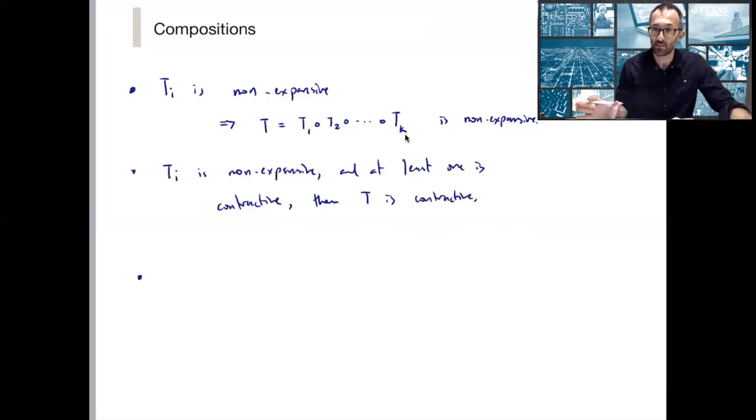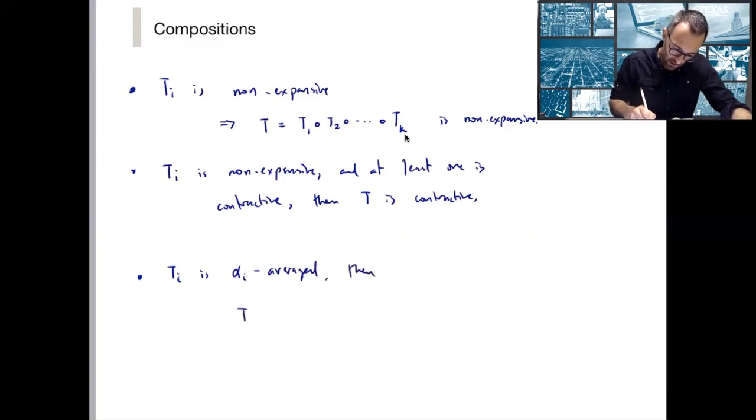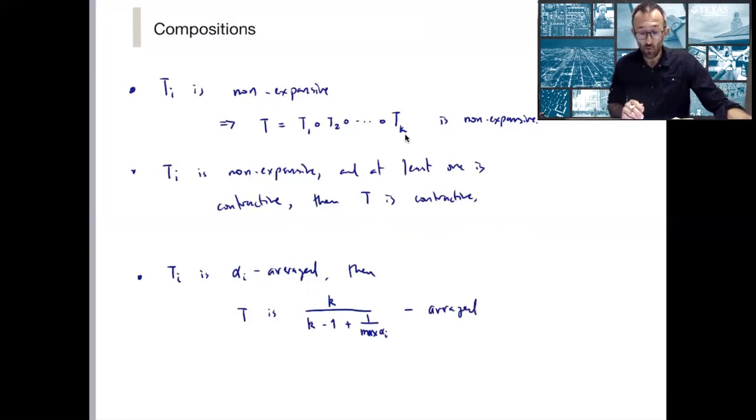And alpha averaged has a similar property, except they all have to be alpha averaged, which you'll be able to see from this definition. If T_i is alpha_i averaged, then T is also averaged, but the alpha is k, this is the number that you're averaging, over k minus 1 plus 1 over max alpha_i. So in particular, if I have a bunch of alpha averaged operators, and one of them is alpha averaged with alpha equals 1, which means it's just non-expansive and nothing more, then I don't have a guarantee without any additional information about their composition.